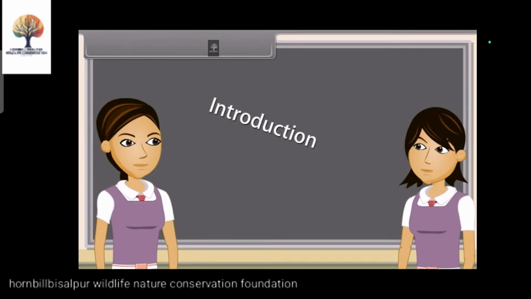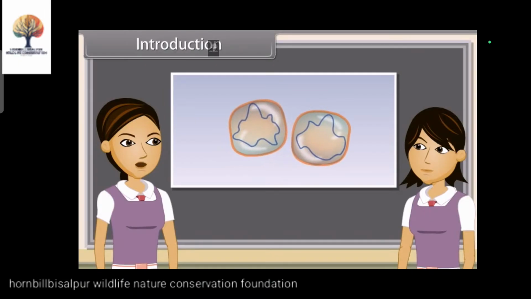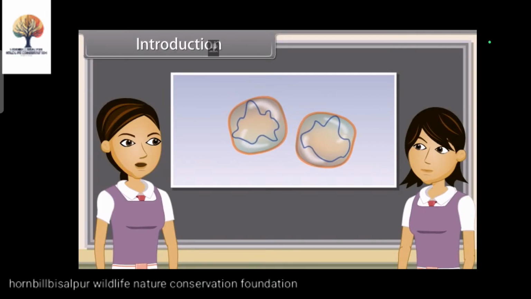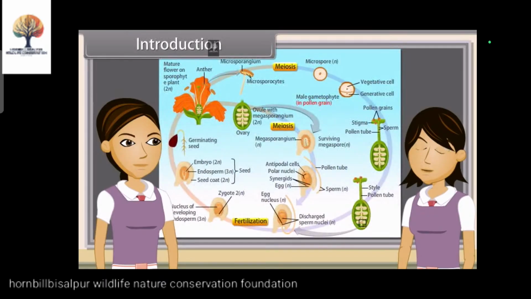Introduction. As we have already discussed, reproduction is the ability of all organisms to produce young ones similar to themselves in most characters. Yes, Madhuri, and the process which involves fusion of male and female gametes to form a new individual is known as sexual reproduction.